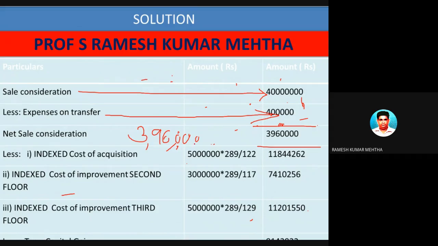3 crores 96 lakhs is the big amount he got. But this is not got without any expenditure. There are so many expenditures. One is the improvement which has taken place to the second floor, the improvement which has taken place to the third floor, and the cost of acquisition.